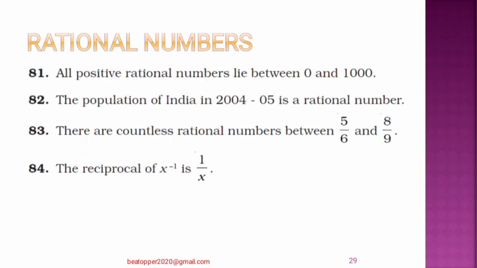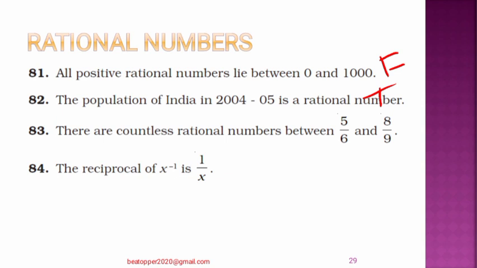All positive rational numbers lie between 0 and 1000. False. There are infinitely many rational numbers on the number line. The population of India in 2004-2005 is a rational number. True. It's a positive number. We can represent it as a rational number by simply putting it divided by 1. If it is 1 crore, then 1 crore by 1. So it's a rational number.